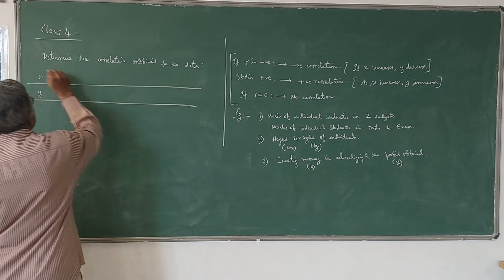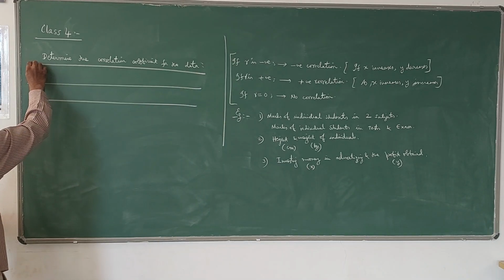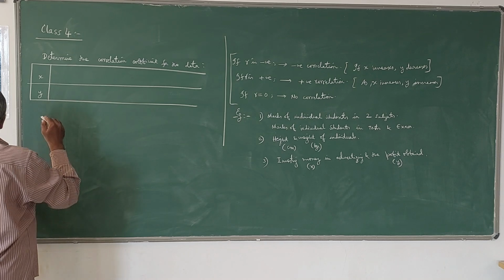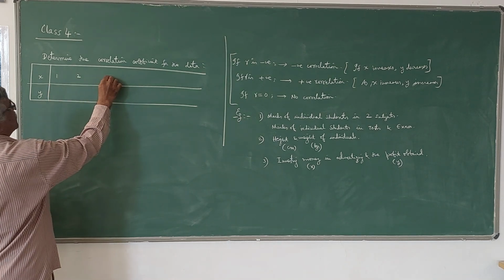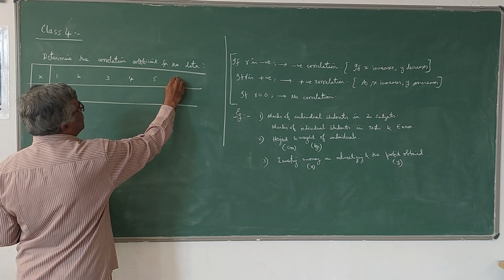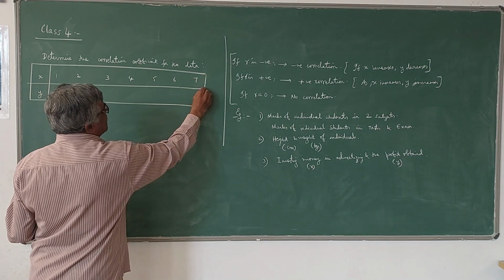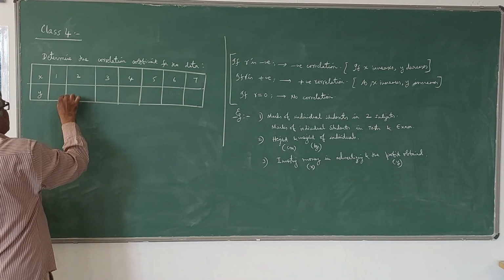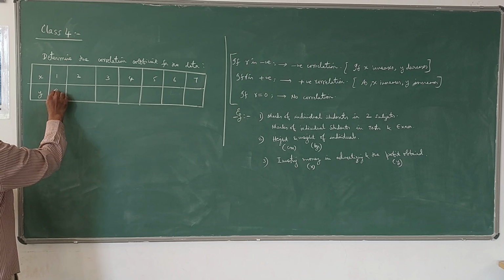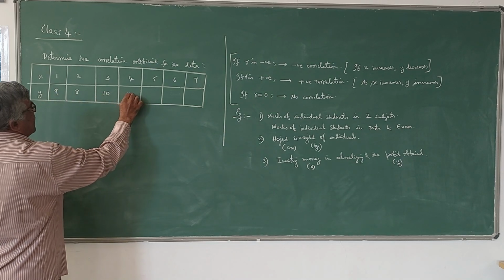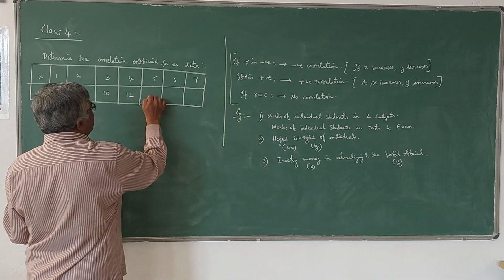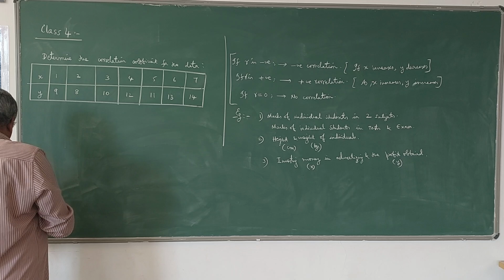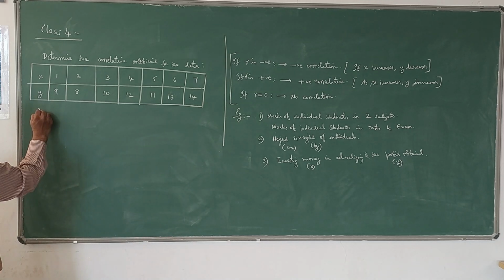So let us see how many sets of data we are given. X values are 1, 2, 3, 4, 5, 6, 7. Corresponding Y values are given as 9, 8, 10, 12, 11, 13, 14. So for this set of data, we need to find out the value of R.